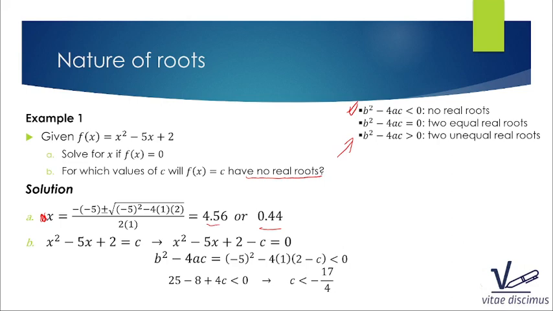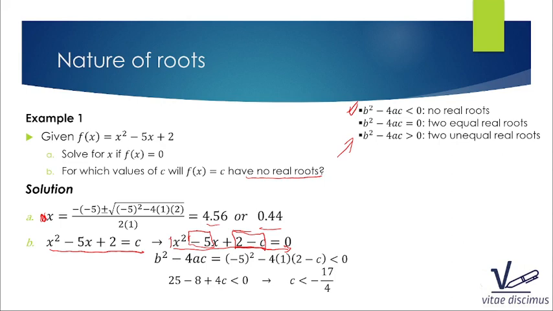Now, to answer part B, for which values of c will f of x equals c have no real roots. We first set f of x equals c, but this is not the standard form of a quadratic equation. Standard form must always say equals 0. So we rewrite it to form the standard form. Looking at our standard form, we see that our a is 1 and our b is minus 5. What is our c now? It's not just 2, but this whole thing together with the c. So it's 2 minus c that becomes our c in the standard form of the equation.